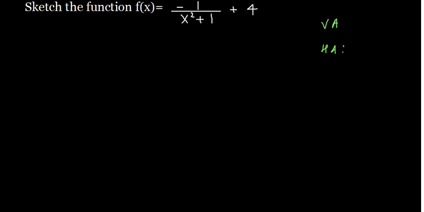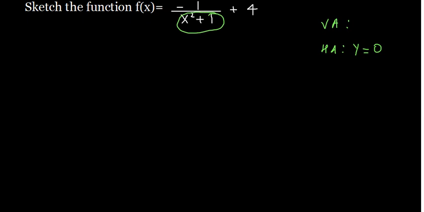Now, when you look at this, the highest power of x on top compared to the highest power of x down, the highest power of x down is bigger. And as long as the highest power of x down is bigger than on top, the horizontal asymptote will always be at 0. Now, to find the vertical asymptote, you equate the denominator to 0.